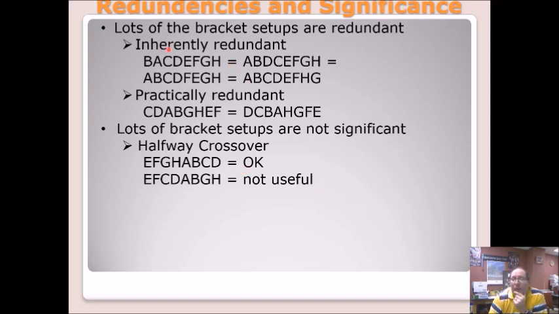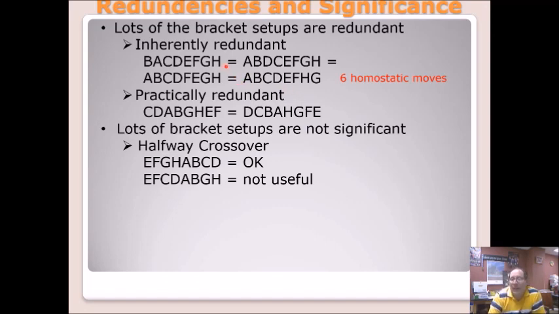For example, lots of the bracket setups are redundant. For example, they can be inherently redundant. So look at, if I take my A, B, C, D, E, F, G, H, and I'll only worry about the first round, I could flip A and B, but keep everybody else the same. But you can convince yourself that that's going to be the same as if I kept A, B the same and only flipped C and D, or if I flipped E and F, or if I flipped H and G. You can see that these things are all going to be equal, and we can actually define that if we wanted to from an objective point of view.